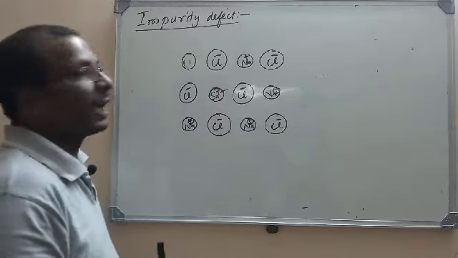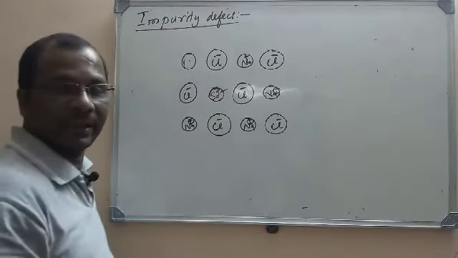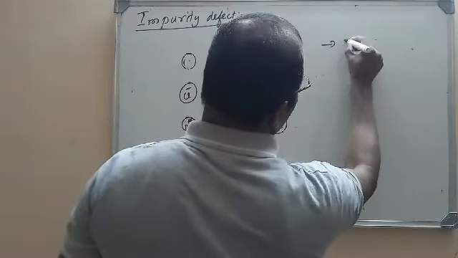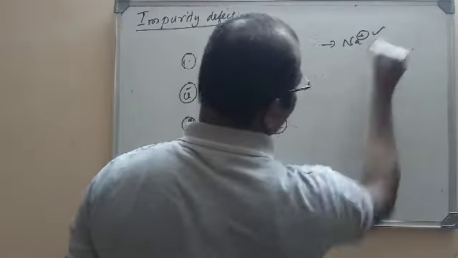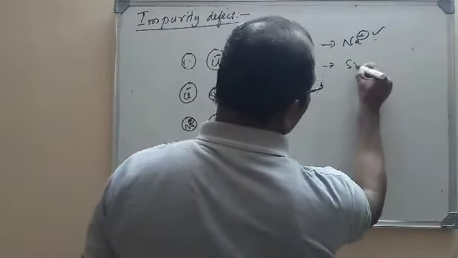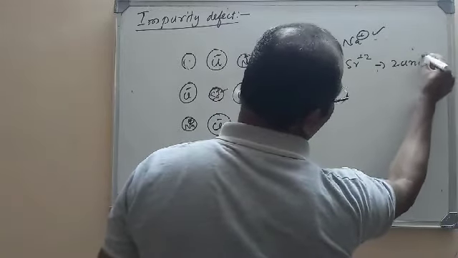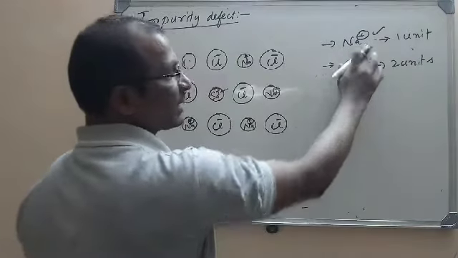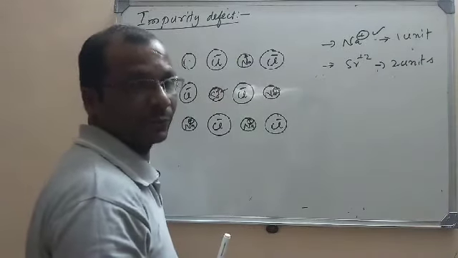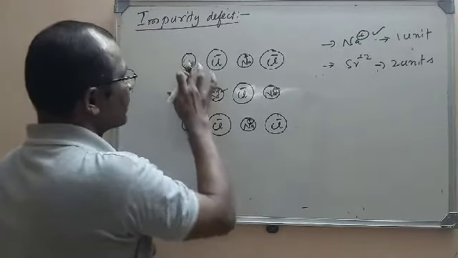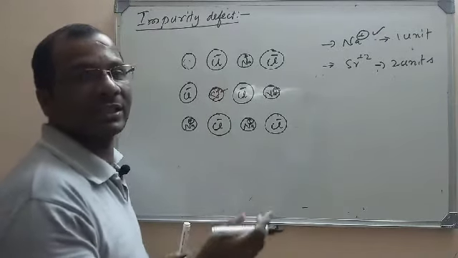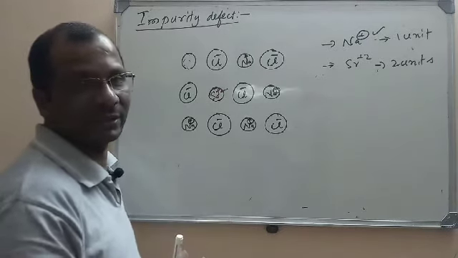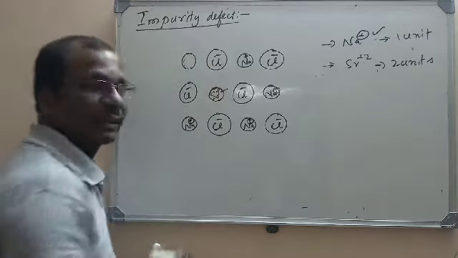But not all these sites, the vacant sites, will be occupied by Sr+2. Why? The charge of Na+ is 1 unit positive charge here, but if you take Sr+2, it has 2 units of charge. That means 2 sodium ions equal 1 strontium ion in terms of charge. So here we have missed 2 positive charges. That is replaced by 1 strontium ion, because 1 strontium ion will have 2 positive charges and the other site will be left vacant.